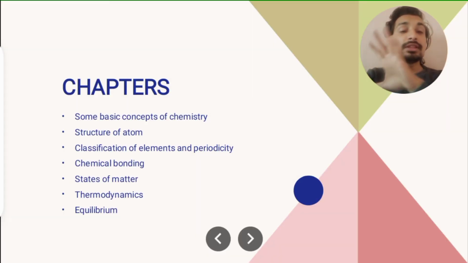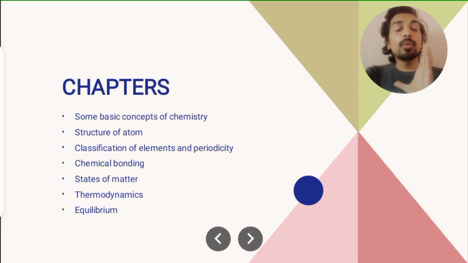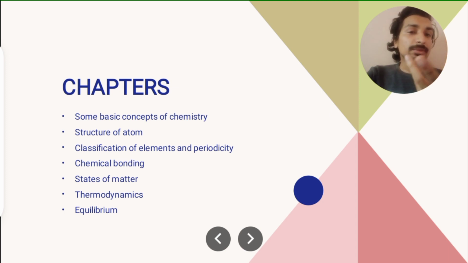So there are these many chapters in part 1. So what all chapters do you have? You have some basic concepts of chemistry, you have structure of atom, you have classification of elements and their periodicity. Whenever you start any subject, the first thing you are going to learn in every subject is basic concepts, right? Same way you have basic concepts in chemistry, then the basic thing in chemistry is the atom. So you will be studying about the atom, what is the structure of the atom, then classification of elements and periodicity, then chemical bonding, then you have states of matter, then thermodynamics, and then you have equilibrium.